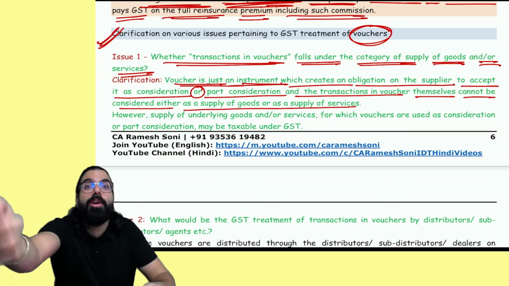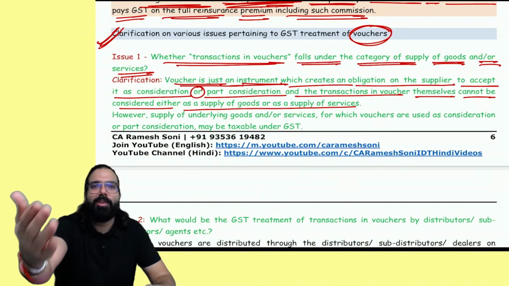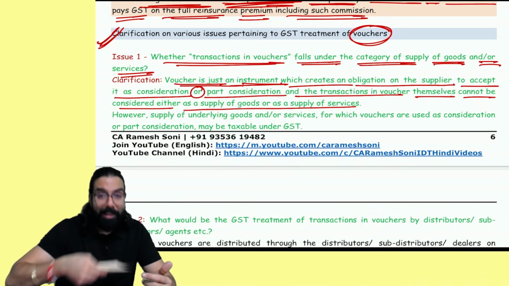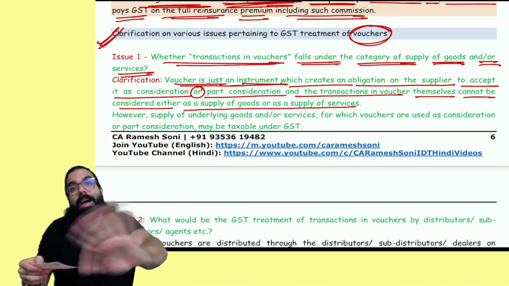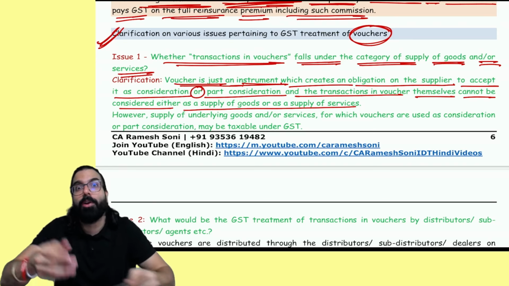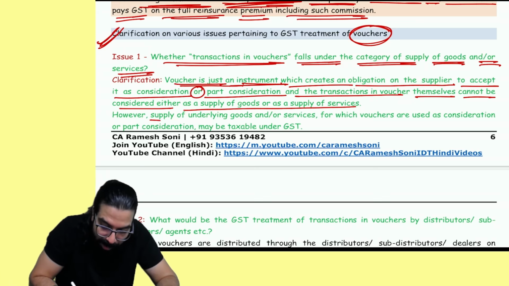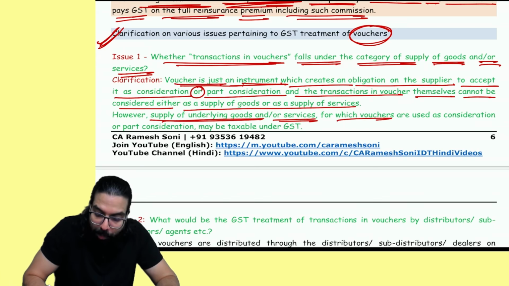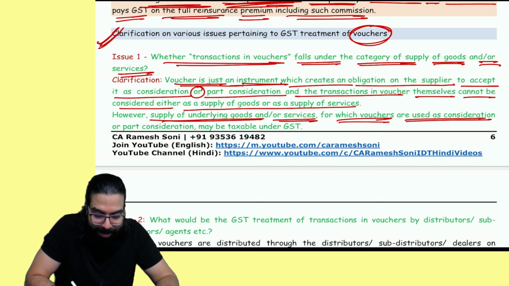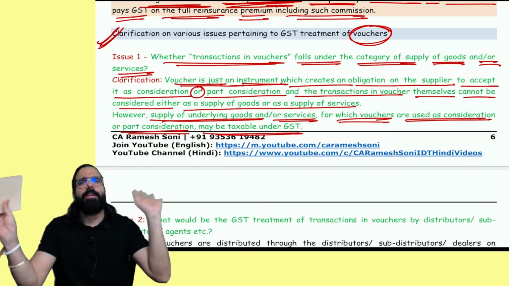GST will come actually on the goods and service which is there. Somebody has supplied me goods and service. Instead of that, I've given a voucher. Vouchers are not goods and service, so GST will not come on the voucher. But on the goods and service which is being supplied, GST will come. However, supply of underlying goods and service for which vouchers are used as a consideration or part consideration may be taxable under GST. So simple as that.